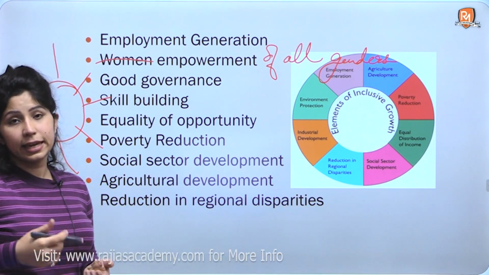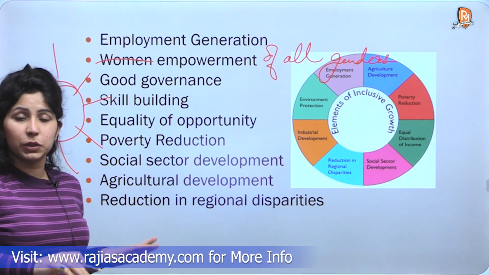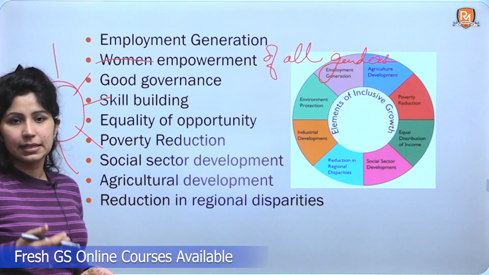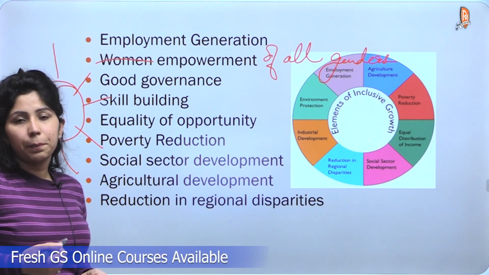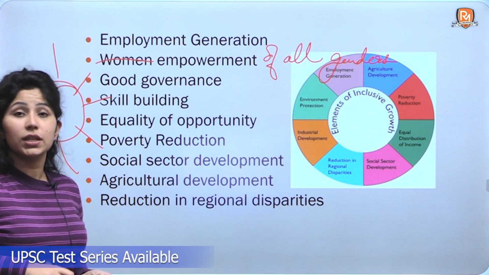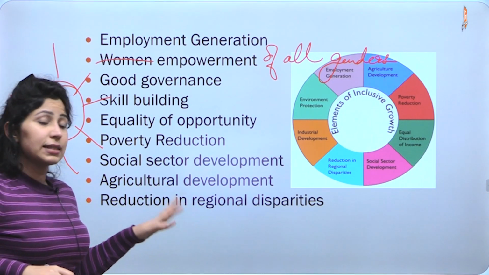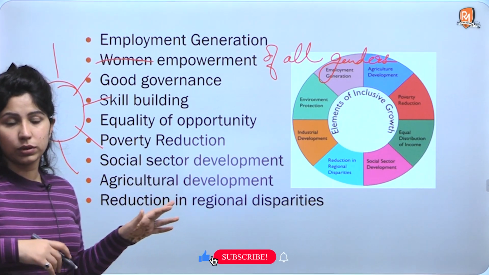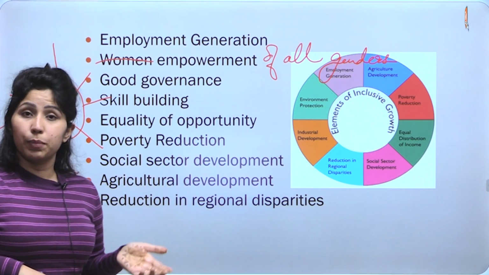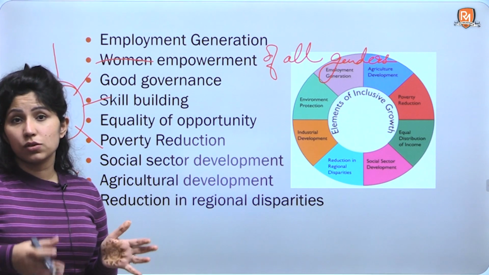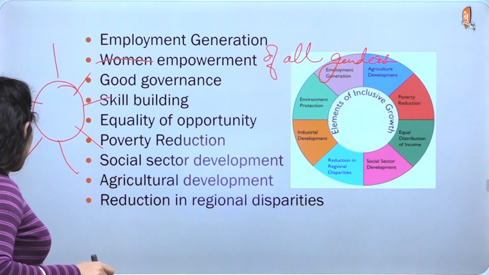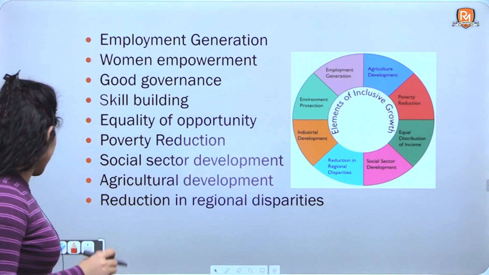Good governance, skill building. Yes, because there is a mismatch between the kind of jobs available and the skills that people possess. Equality of opportunity, poverty reduction, social sector development, agricultural development, reduction in regional disparities. All these are the elements or the components of inclusive growth. By that we understand that if these are achieved, if these are improved, then the growth in the society, the development story will be equitable, it will be inclusive. So this part is very simple, you just have to list down the points here.